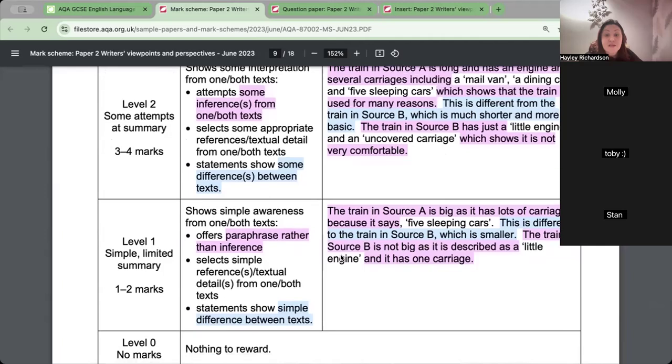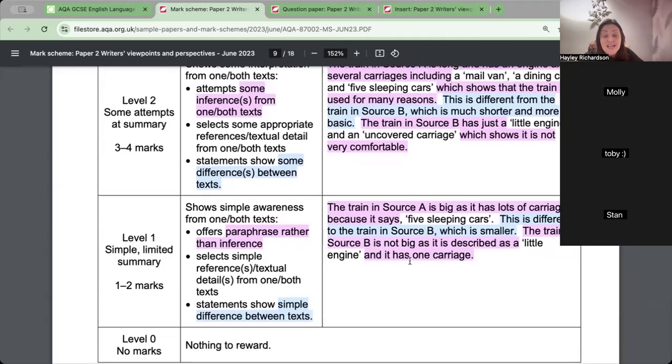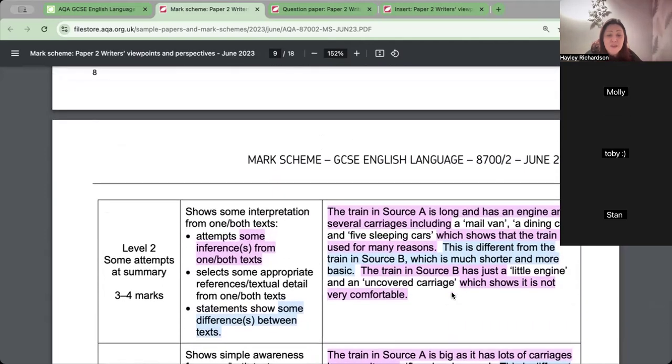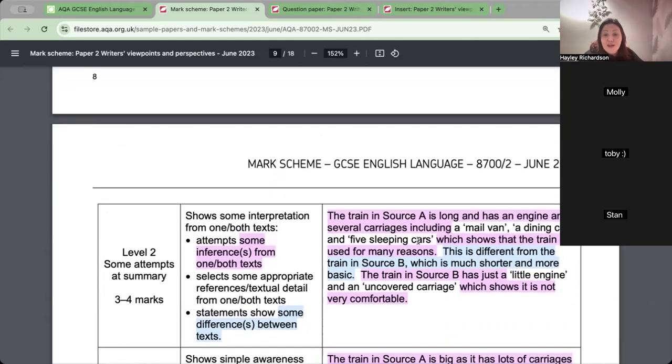Okay. So level 1, there's not really an explanation. It's stating certain things and it's saying this is it. It's doing a bit of commenting and they're paraphrasing. So they're rephrasing what is said, but it doesn't really tell us any more about it than we already know. Level 2: the train in source A is long and has an engine and several carriages, including a mail van, a dining car, and 5 sleeping cars, which shows that the train is used for many reasons.